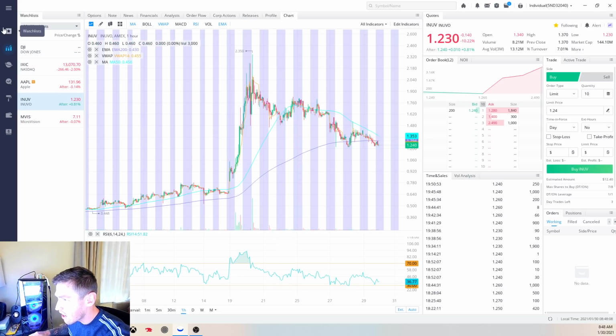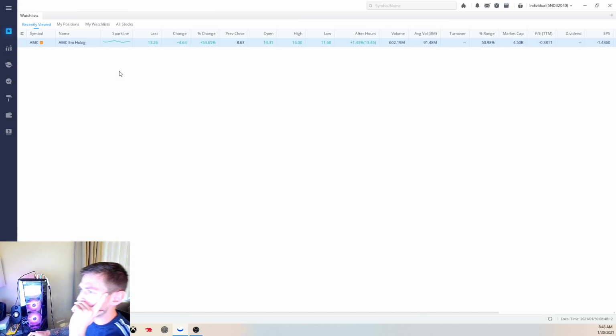So let's start off with these different tabs we have available for us. We've got the watch list, right? What this does is it lets you track all of the different stocks that you want to keep on your radar. For me, I've just got AMC pulled up right now, but you can have whatever you want in this overall watch list and add things accordingly.